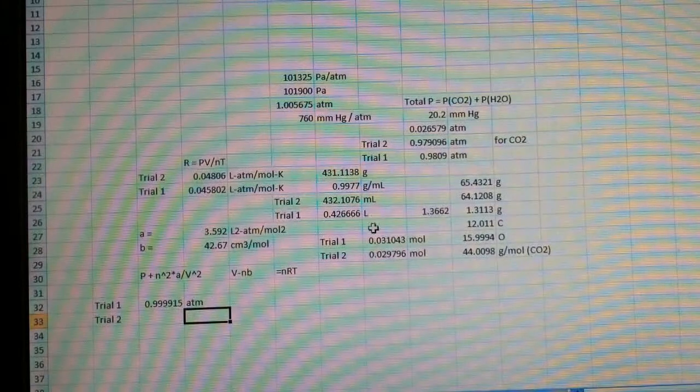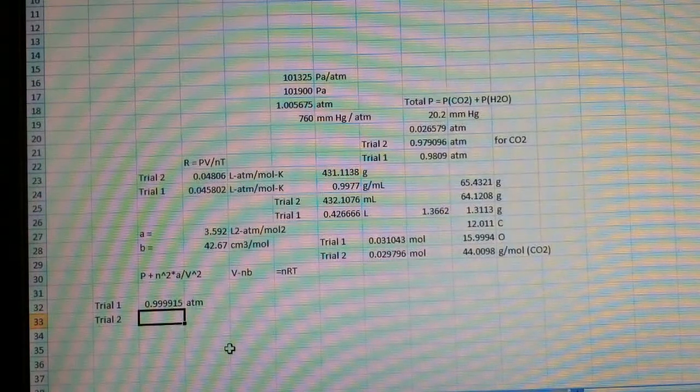If you want to look at that, you see you have moles squared times A. Well, A is liters squared atmospheres per mole squared, so the moles squared cancels, and then the liters squared cancels when I divide that by the volume squared. Okay, so the units work out to atmospheres. I do the same for trial 2.